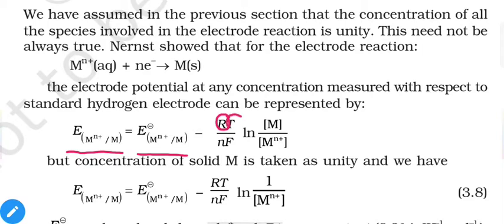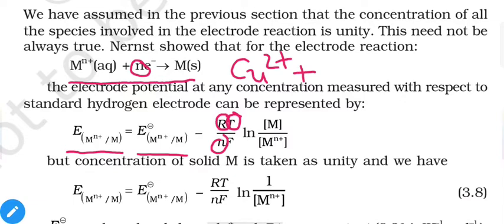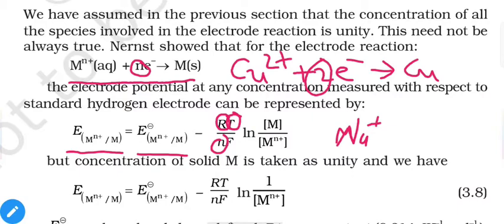R is the gas constant, T is the temperature, and n represents the transfer of electrons during the reaction. As we can see in this reaction, we have n electrons. So n is equal to the number of electrons. Suppose our reaction is Cu2+ gets 2 electrons and gives copper metal. That means n is equal to 2 for this reaction. Similarly, if you have Na+, then n is equal to 1. And if you have Al3+ and it gives aluminium metal, then n is equal to 3, the number of electrons transferred during the reaction.